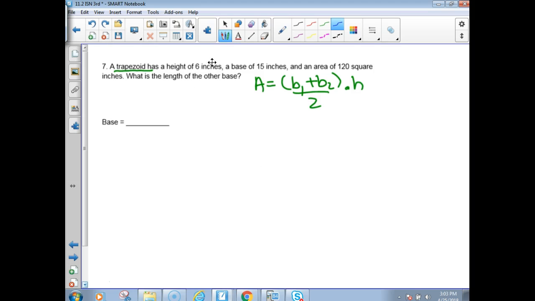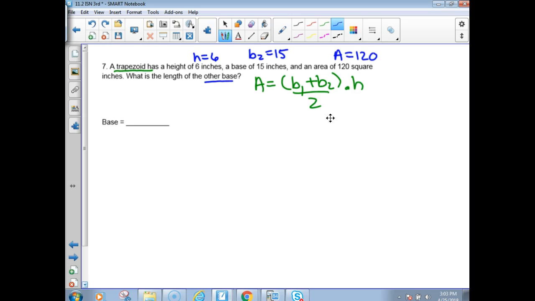It says you have a height of 6 inches, so h is 6. You have a base of 15, so let it be B1 or B2. It doesn't really matter. B2 is 15. You have an area of 120, so A is 120. That's how you pick apart a word problem. What is the length of the other base?